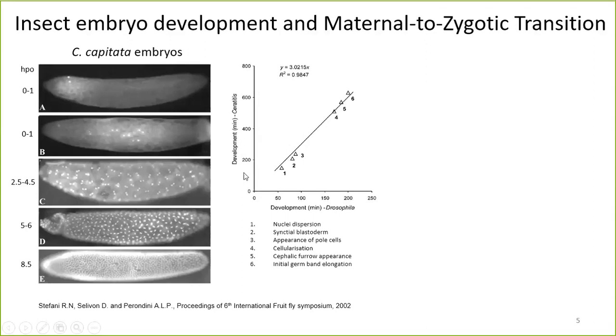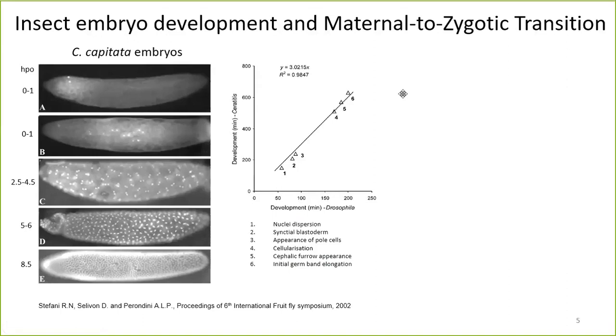For example, on the y-axis, they show how much time it takes the Ceratitis capitata embryos to reach a particular stage of development compared to the Drosophila embryos on the x-axis. And you can see that it takes about 1 hour or 60 minutes for the Drosophila to reach nuclear dispersion, while it takes about 180 minutes for Ceratitis, basically suggesting that the Drosophila embryos develop at about three times the rate of the Ceratitis.